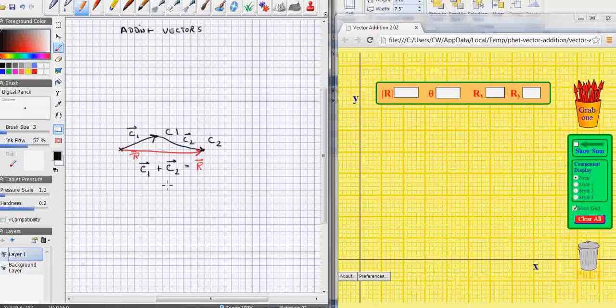So that's the idea of vector addition, simply just putting the tips and the tails together and then drawing one final vector that goes from the beginning of the first vector to the end of the second vector. We're only adding two vectors together here, where you've tipped to tail the two vectors.